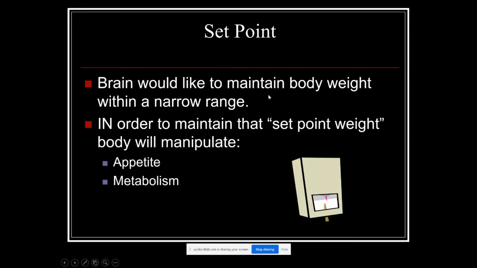The brain would like to maintain your body weight within a narrow range. I kind of refer that back to the thermostat in your house. Sometimes you put the thermostat at 70 degrees and sometimes the heat kicks on, sometimes the air conditioning kicks on, but it stays at 70 degrees. Think of that as the set point theory. Your body wants to be a certain weight, and sometimes the metabolism kicks on, sometimes the metabolism kicks off, and it wants to keep you at that weight.